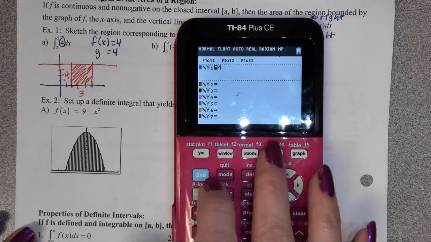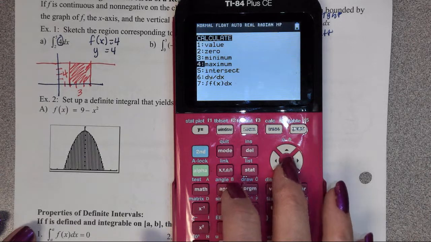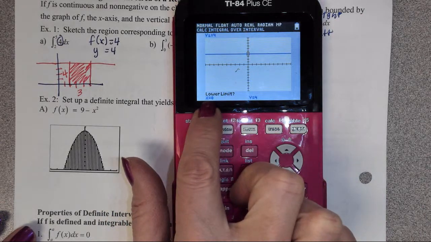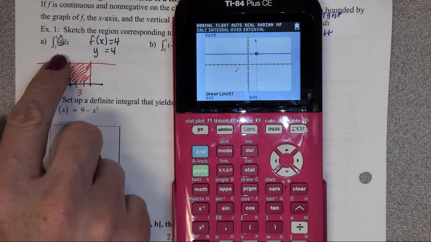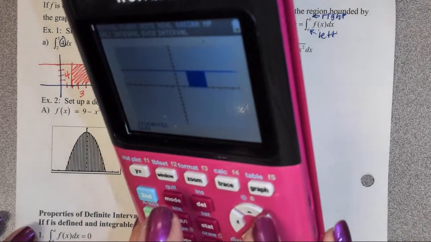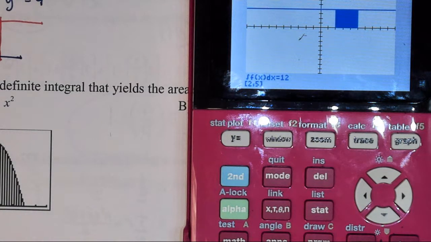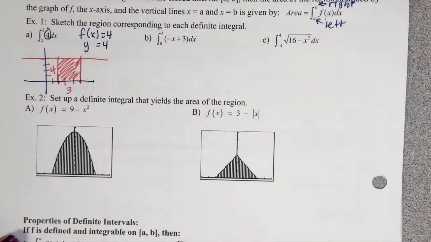I go to second trace, calculate. Which one do you think we want? Number 7. And then I have my function, and it's going to ask me, what's your lower limit? Well, my lower limit is this lower number, which is 2. My upper limit is the higher number, which is 5. And then it tells me what that area is. And notice it's telling me that that area right there is 12, which is the same thing we got with the non-calculus method. So our calculator can integrate these definite integrals for us. But sometimes we don't even need it.